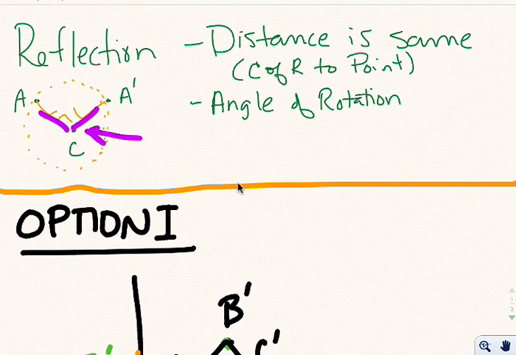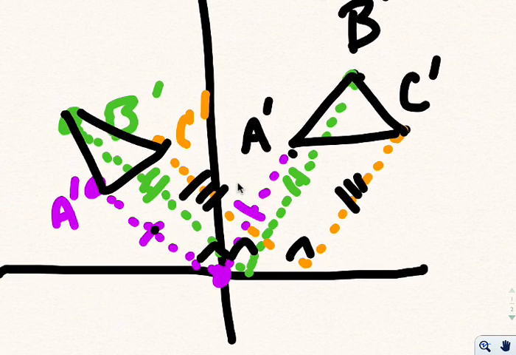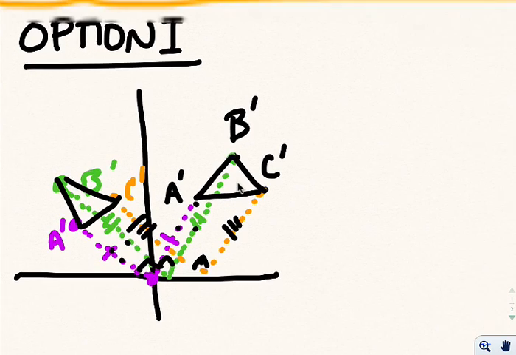The distance is still the same, and so is the angle of rotation. Because I still see the consistent distance, orange and orange, green and green, purple and purple, and I still see that 90-degree angle right there. Okay, so that's option one. Maybe that's how it works.